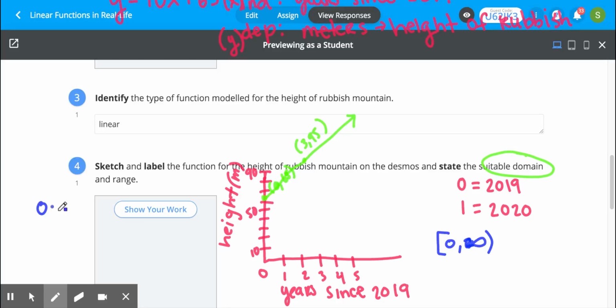Maybe I want to take my equation of 10x plus 65 and solve it. When I do that, negative 65 equals 10x. Divide by 10, negative 6.5 equals x. So 6.5 years.